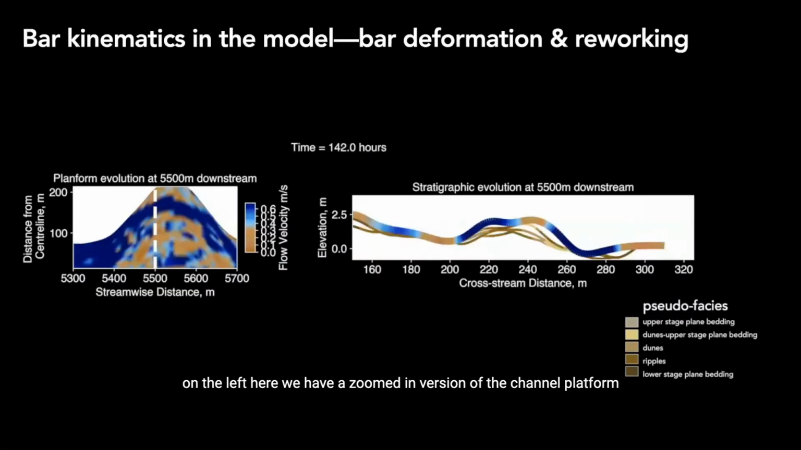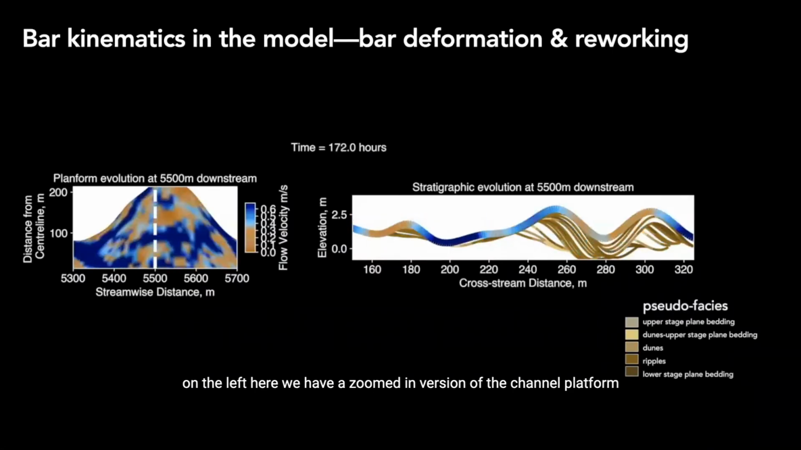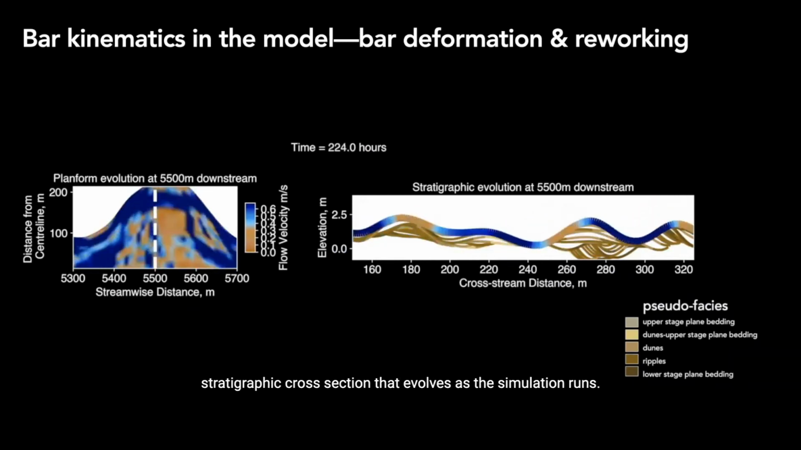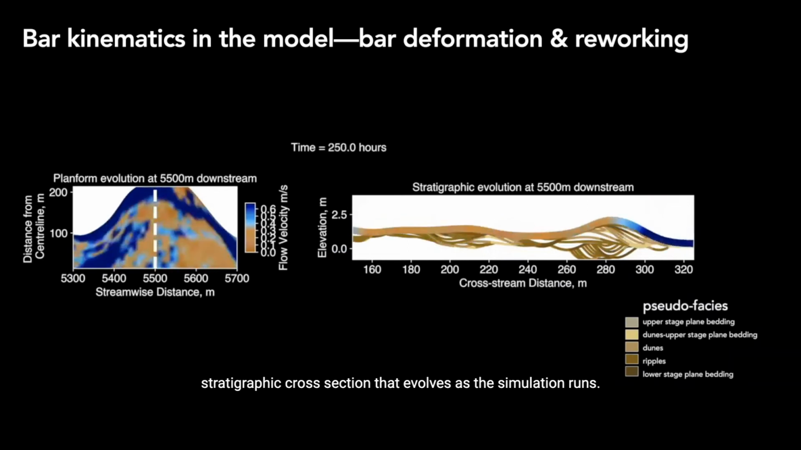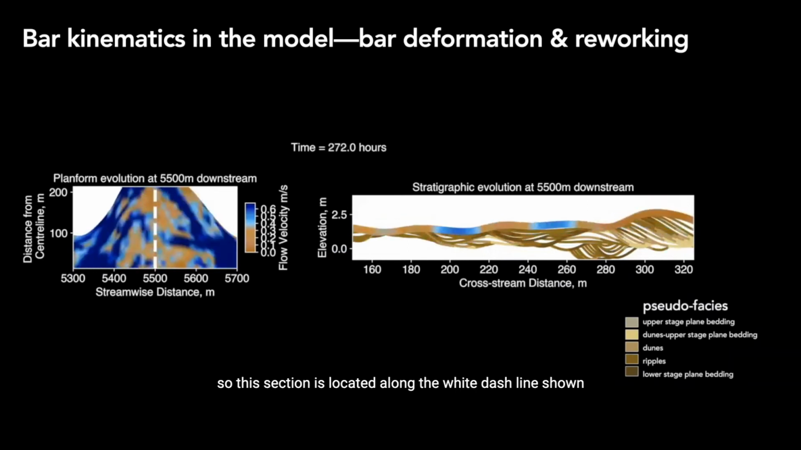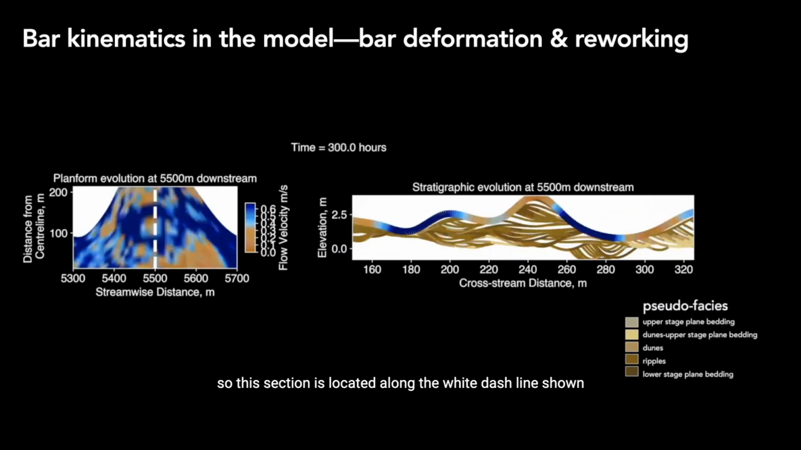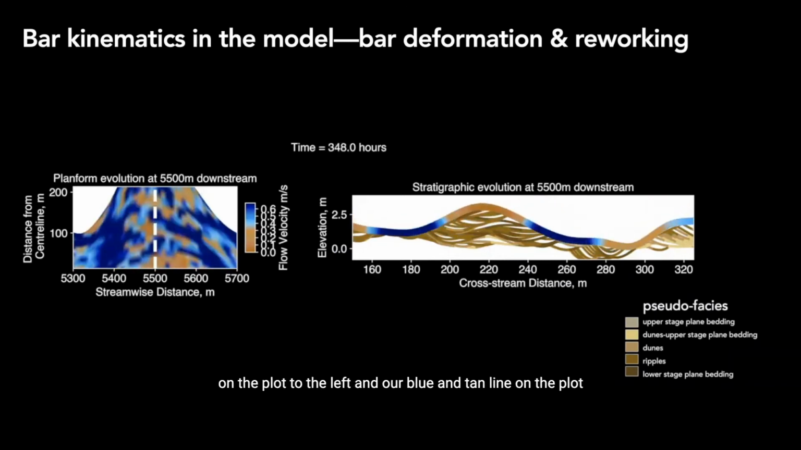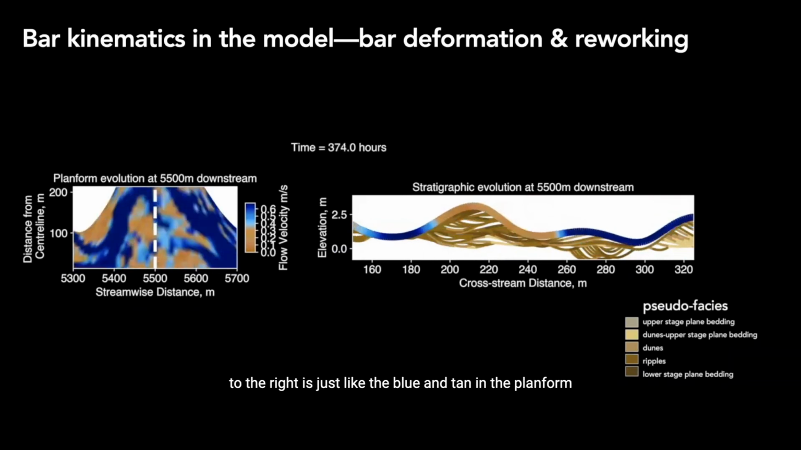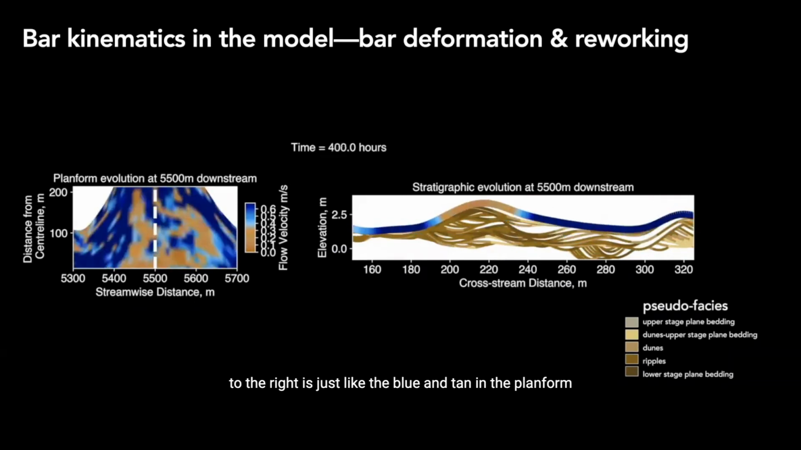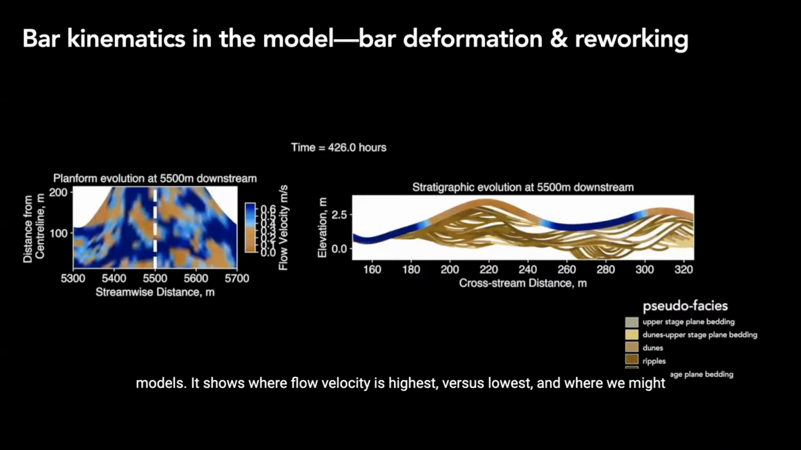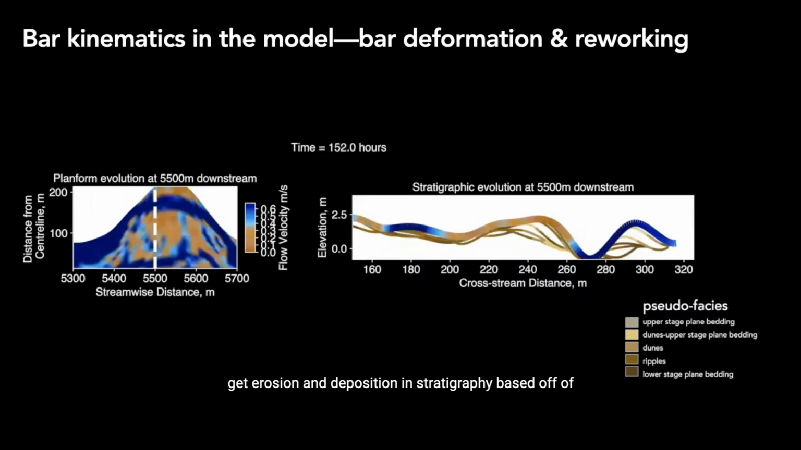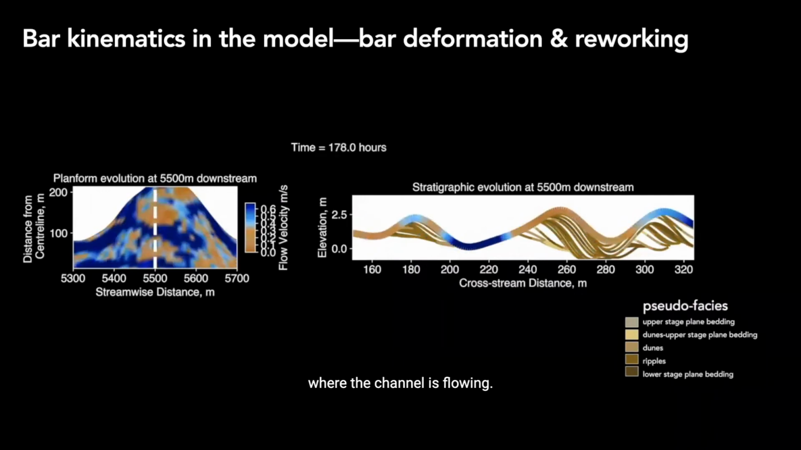So on the left here, we have a zoomed in view of the channel platform as a simulation evolves, and the plot on the right shows a stratigraphic cross section that evolves as the simulation runs. So this section is located along the white dashed line shown on the plot to the left, and our blue and tan line on the plot to the right is just like our blue and tan in the planform models. It shows where the flow velocity is highest versus lowest, and where we might get erosion and deposition in our stratigraphy based off of where the channel is flowing.